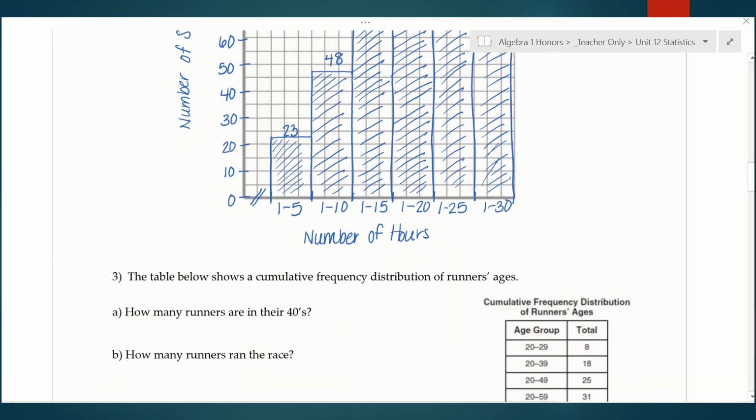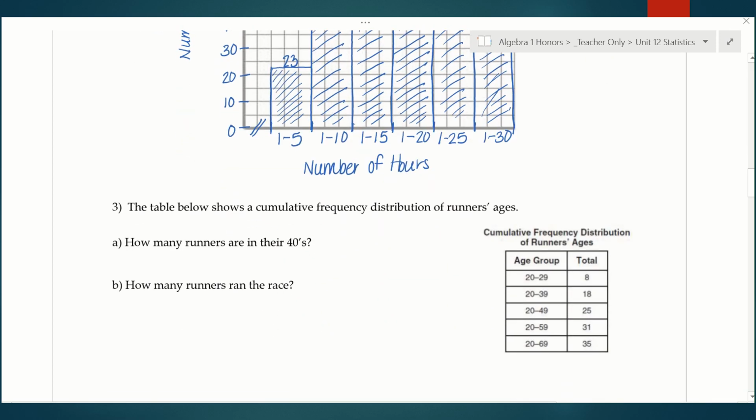Let's take a look. There's an example right here. It says the table below shows a cumulative frequency distribution of runners' ages. Okay, so cumulative frequency distribution. So you're going to see all of your intervals start at 20. Okay, so you have this age group and the total. And it says how many runners are in their 40s. Well, we can't figure that out just by looking because we don't have an interval that shows how many are in their 40s. We have an interval that shows how many are from 20 to 49, but we have to kind of work backwards in a way.